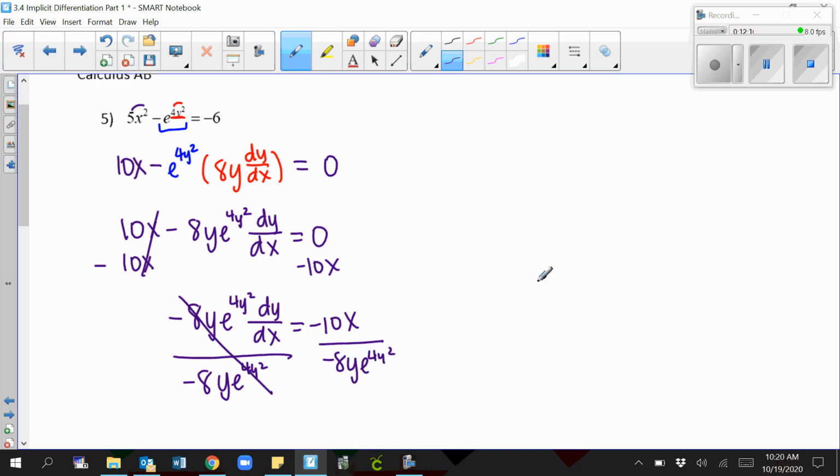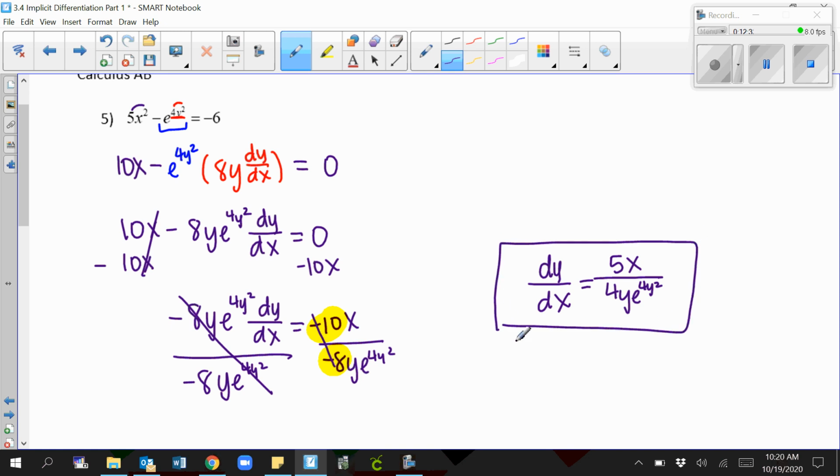So that cancels out there, and I'm left with dy over dx. And if I'm looking right here, I've got a negative 10 over a negative 8, so I can simplify that. The negatives are going to cancel out, and it's going to be 5x over 4y e to the 4y squared. And that is my simplified answer.